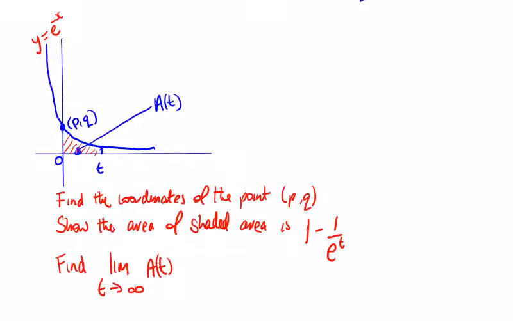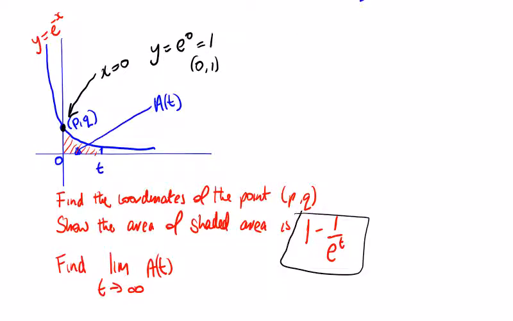In this question, we're given the curve y is equal to e to the power of minus x. You're asked to find the coordinates of the point PQ. So you can see here at this point PQ, x is equal to 0. So y is equal to e to the power of 0, which is equal to 1. So it must be the point 0, 1. Find the area of the shaded area, or show the shaded area is 1 minus 1 over e to the power of t. So we need to integrate e to the power of minus x between t and 0.